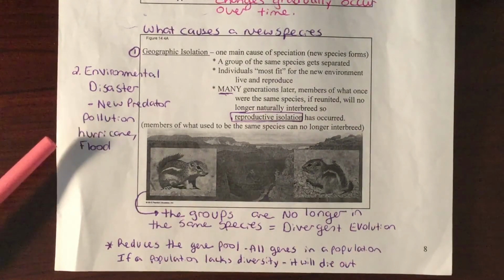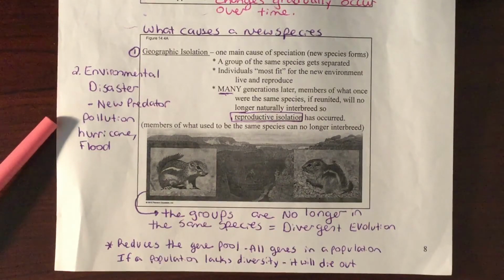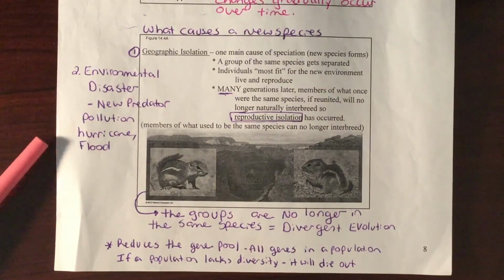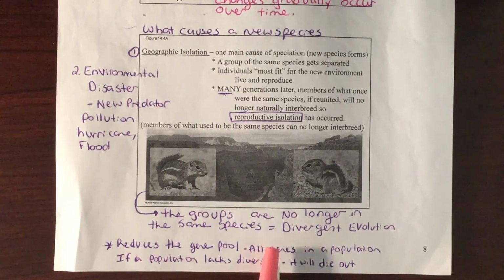Pollution will do it. Chernobyl, which was the disaster over in Russia way before you guys were born, but radioactivity within the ecosystem is changing organisms there. Maybe it's a hurricane, maybe it's a flood. All of these, besides geographic, we also have environmental disasters. So what happens? The groups are no longer in the same species. They diverge from each other.